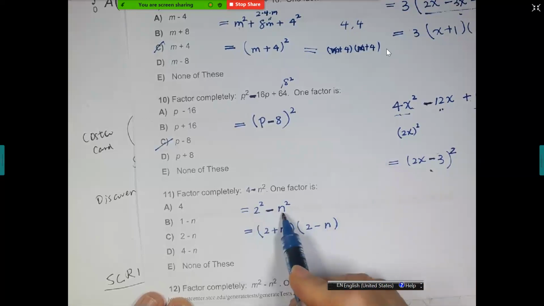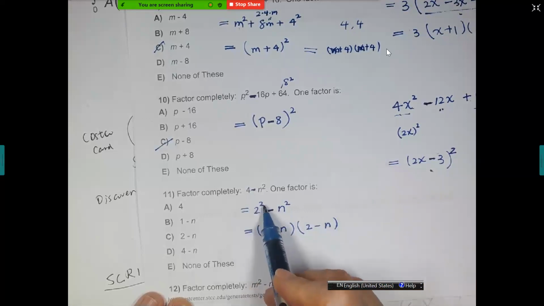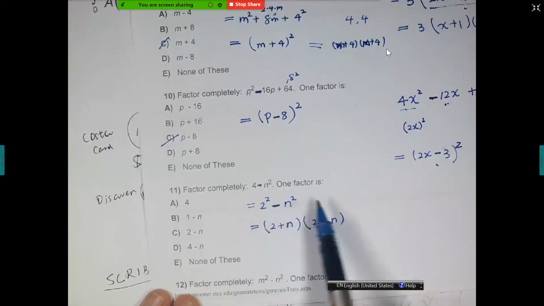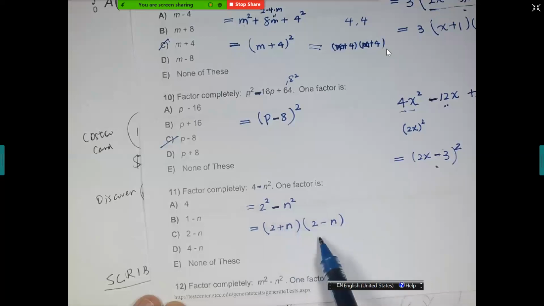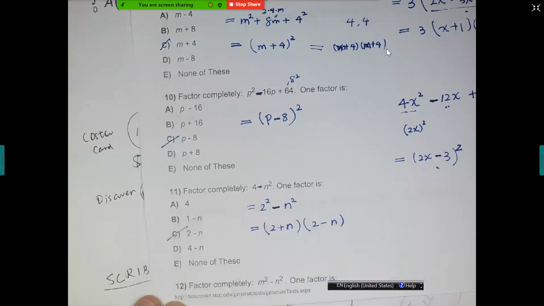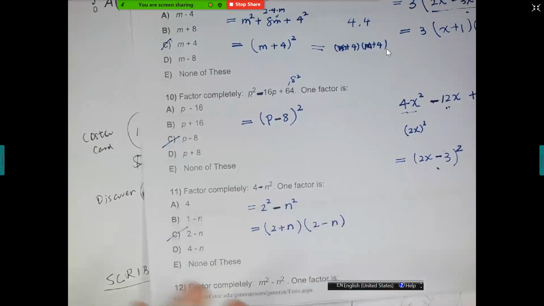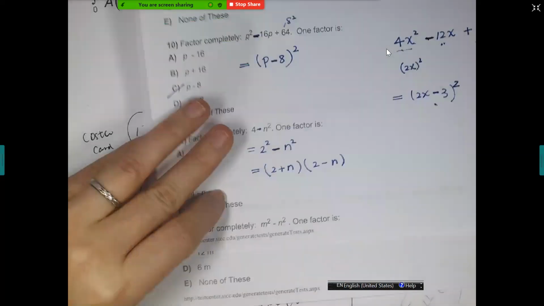So it has to be the base. You cannot put the 4 here, because 4 is 2 squared. We call this the difference of squares, squares minus squares. It can be factored as the sum times the difference: the sum of the two bases times the difference of the two bases. And the right answer is C right here. We see 2 minus n. Number 11, special case. Number 12, same thing here.